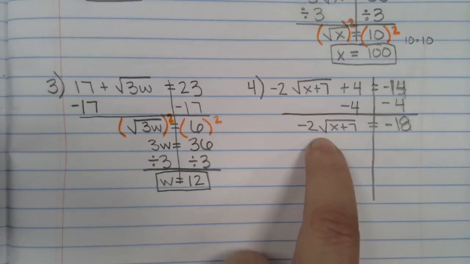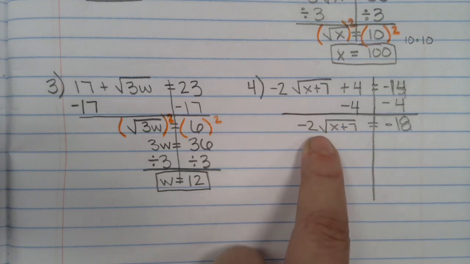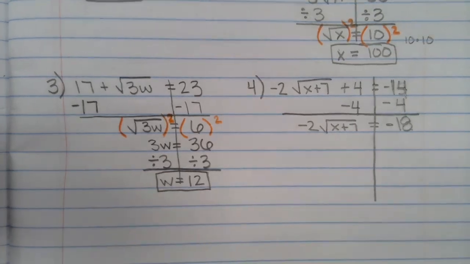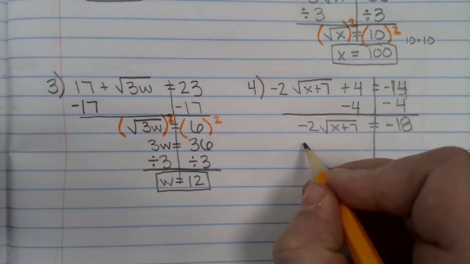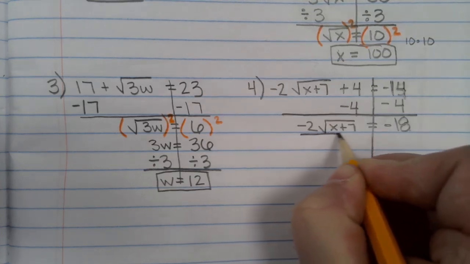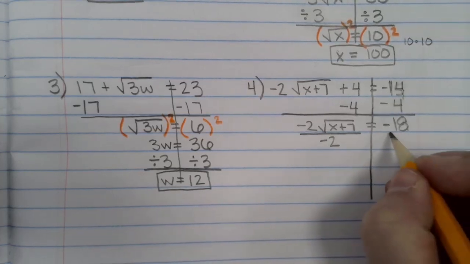The negative 2 is on the outside of the square root, so we actually get rid of negative 2 next. And when negative 2 is touching the square root, that means that they are multiplying. So how do we undo multiply? Division. So you can use that divide sign with the line and the 2 dots, or we can use that fraction sign, divide by negative 2.